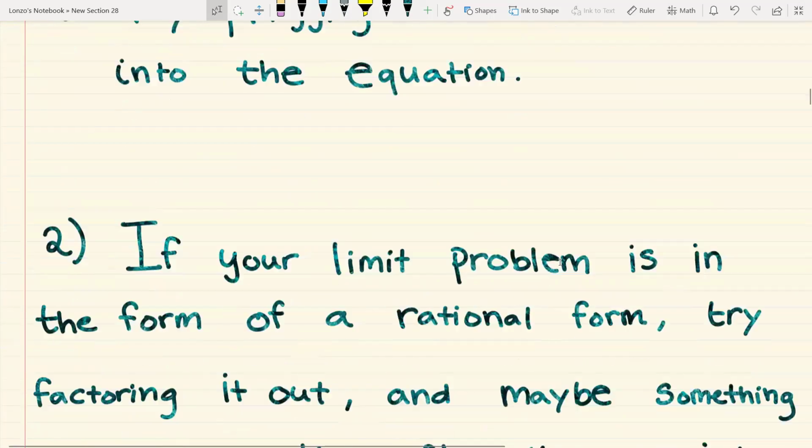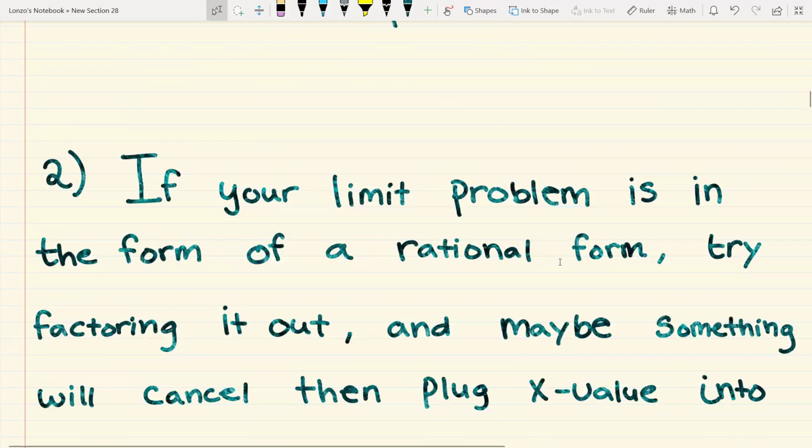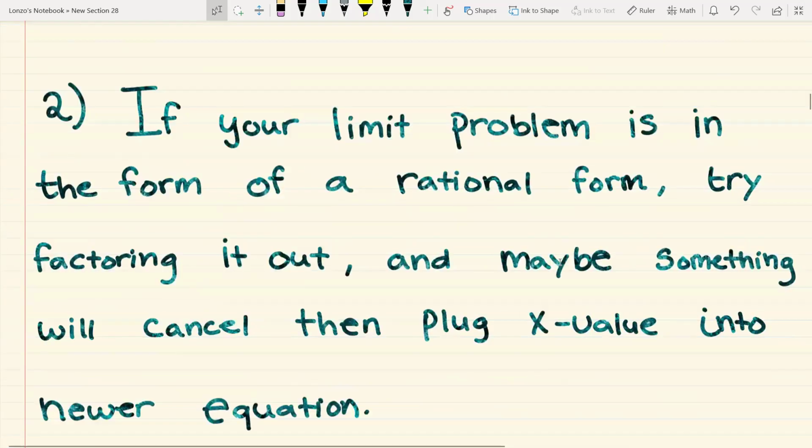If that doesn't work, what you can do, if your limit problem is in the form of a rational form, meaning a fraction, try factoring, and maybe something will cancel. Then once you have it in the most simplified form, plug your x value into the new equation. That can work. Okay, so try factoring. If something cancels, cancel it and then plug the x value into the new equation.